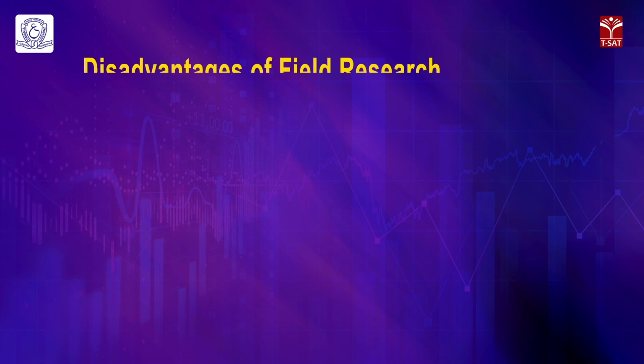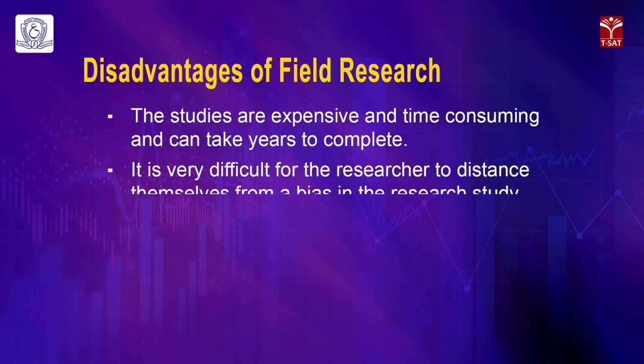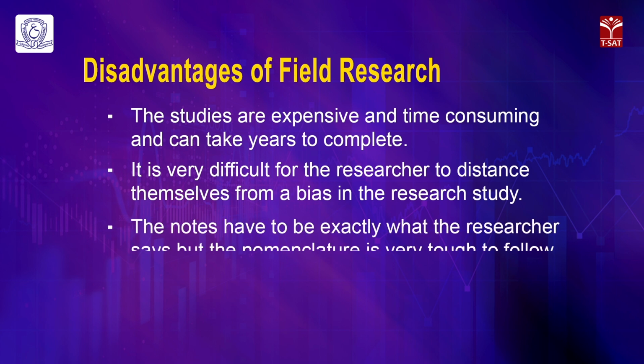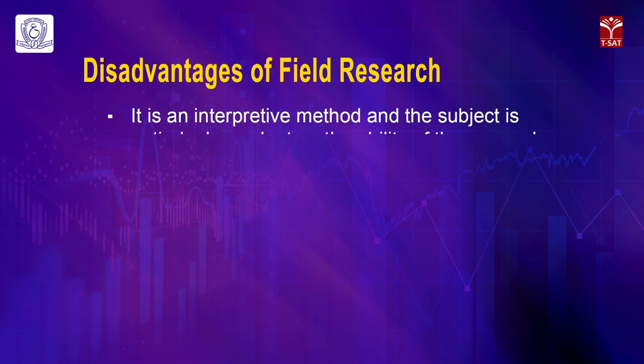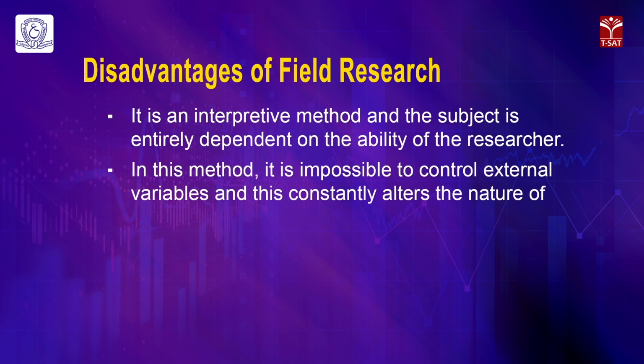Now, let's look at the disadvantages of field research. The studies are expensive and time consuming and can take years to complete. It is very difficult for the researcher to distance themselves from bias in the research study. The notes have to be exactly what the researcher says, but the nomenclature is very tough to follow. It is an interpretive method and thus the study is entirely dependent on the ability of the researcher. In this method, it is impossible to control external variables, and this constantly alters the nature of the research.